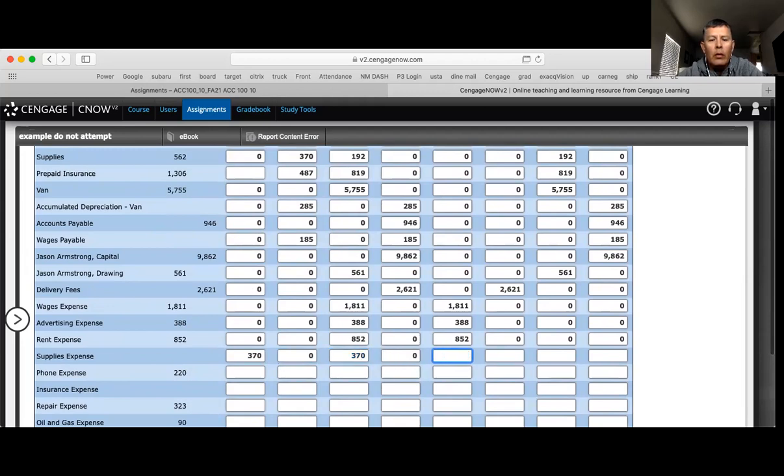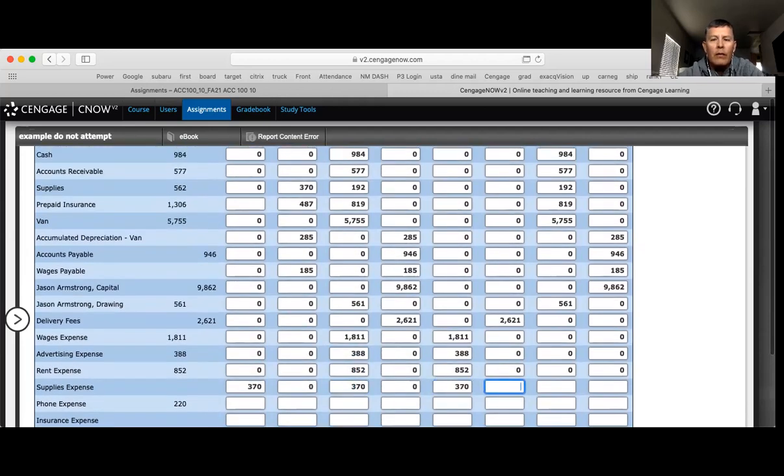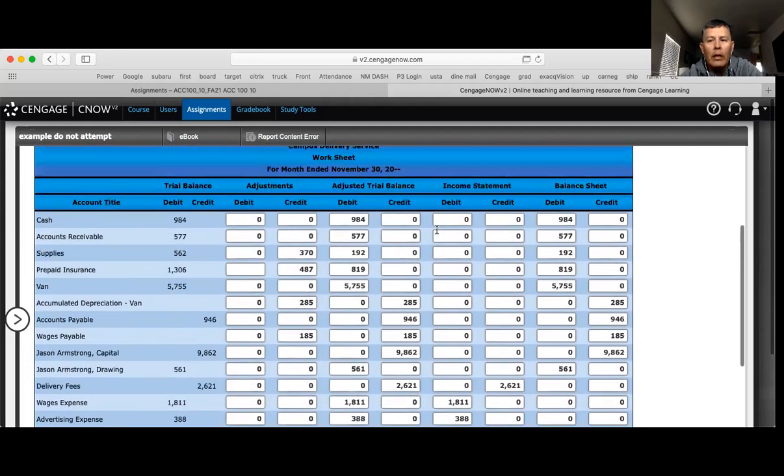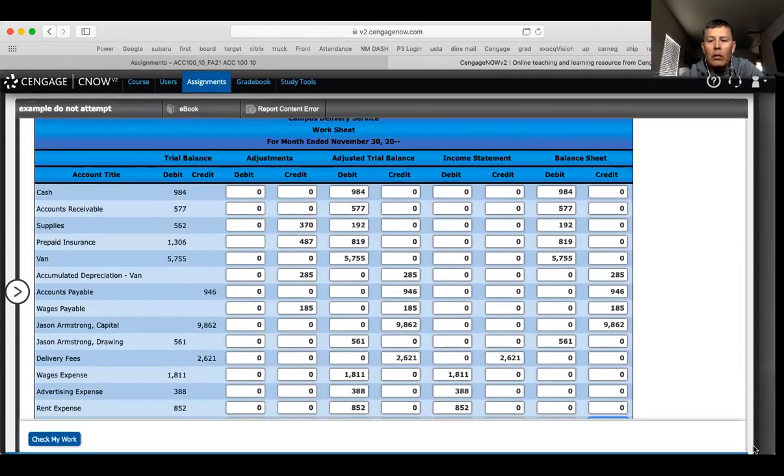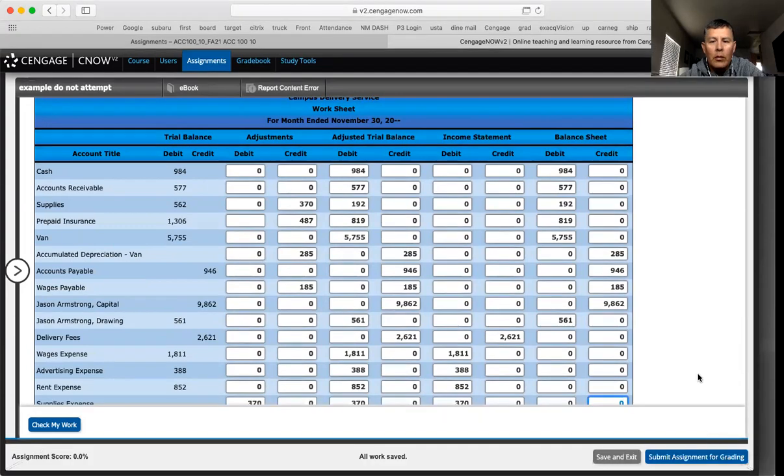Here, 0. Now this goes to their income statement for 370, nothing here. It doesn't go to the balance sheet. Okay, so keep those categories lined up. Let me make this a little bigger so you can see better.